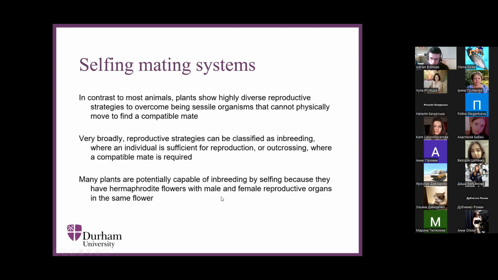And plants are pretty good at both forms of reproduction, because the basic flower form is hermaphrodite. It's male and female. And so very often most plants have the option of inbreeding or selfing if they wish, because of this feature.